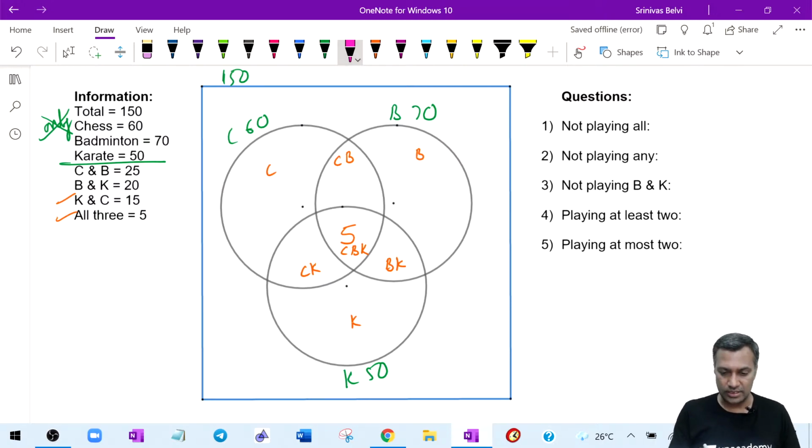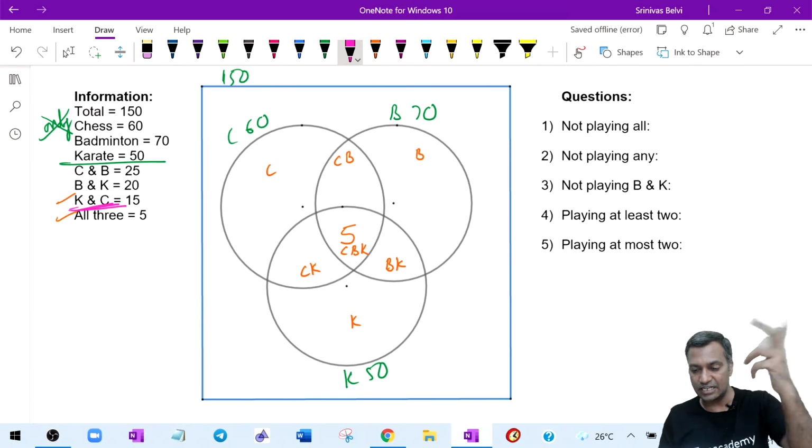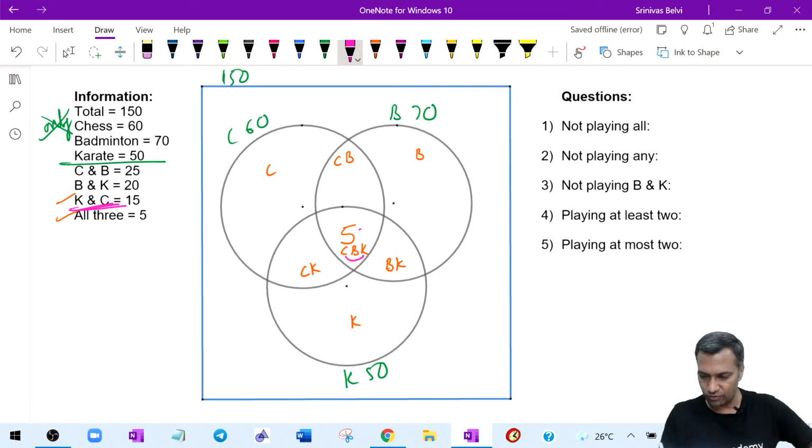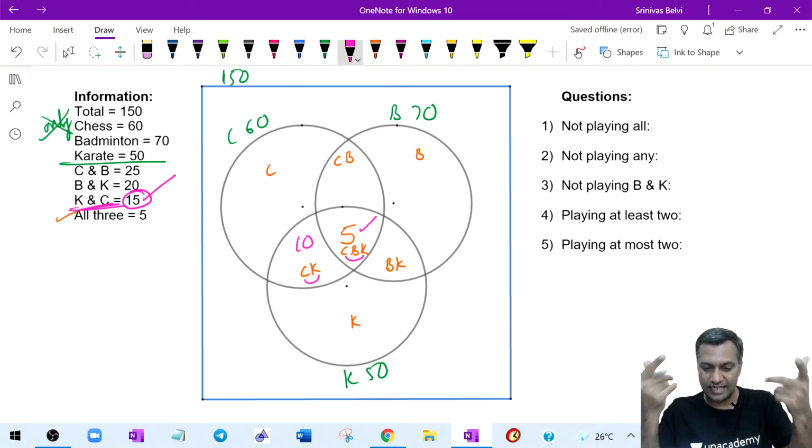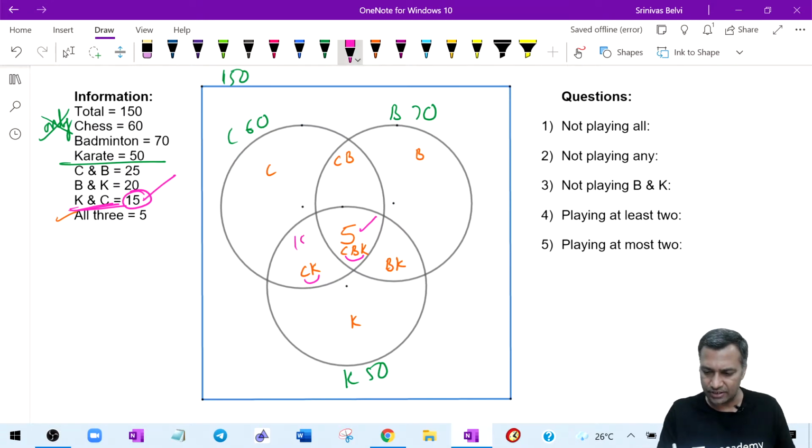Now look at karate and chess. Karate and chess is here also. Therefore, 5 is already here. Together it is 15. Therefore, I need to write only 10 more. Don't write 15 there, because it is not saying only karate and chess. You don't add a word there. That's the beauty. Otherwise, I don't know where to write this 15. Because I start inside out, I directly know what number to write. I know that karate and cricket is already here, which is 5. Therefore, I need to adjust another 10. Fair enough. I did that adjustment. Let me move on.